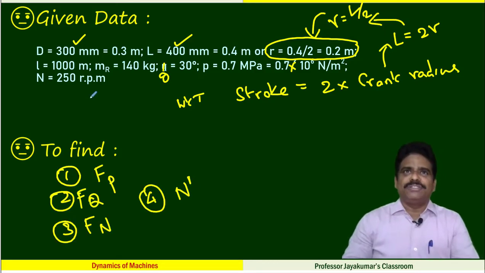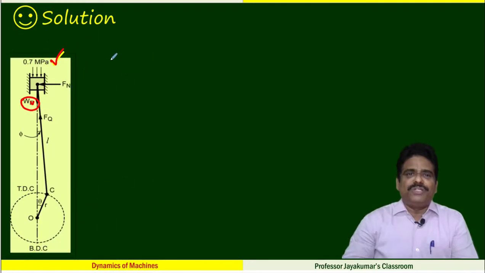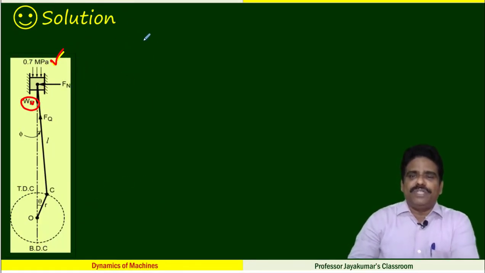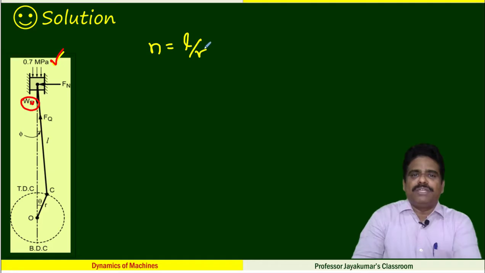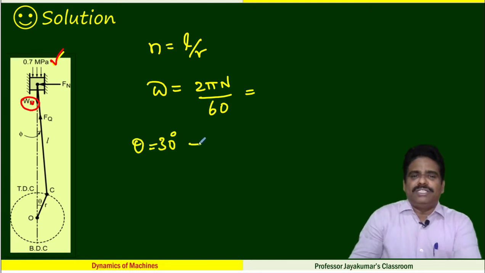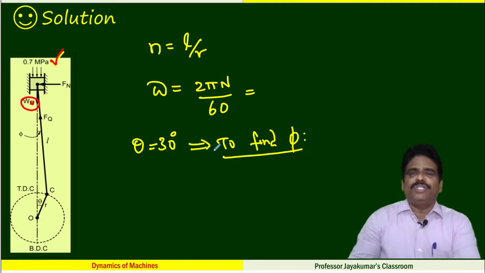Shall we go to the solution? Yes. Before going to that, let us find some general things which we normally have to find anyhow while solving the problem. First one is n equal to L by R. Then what is the next one? Omega is equal to 2 pi N by 60. Then what else you need? When theta is equal to 30 degree, I need to find phi value. So these three are important.